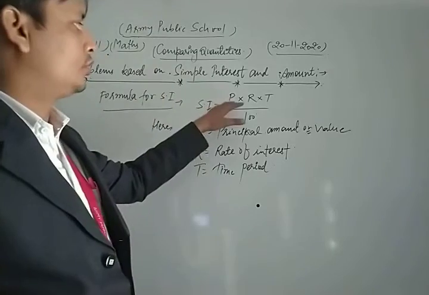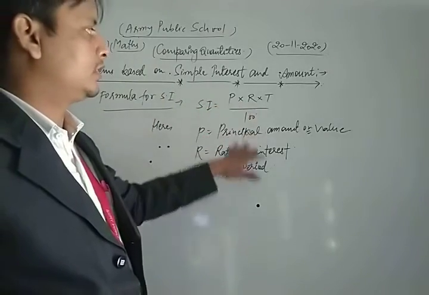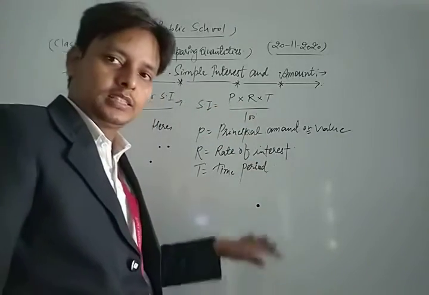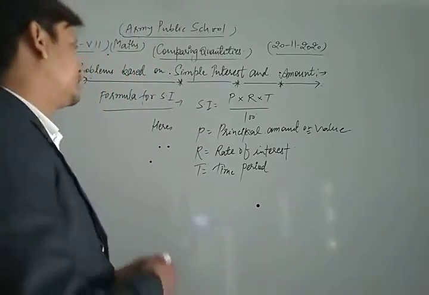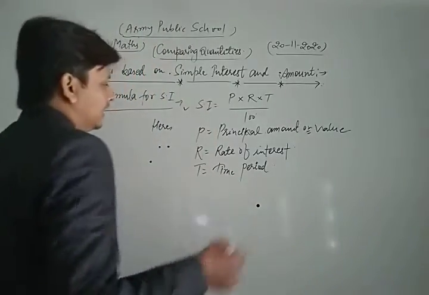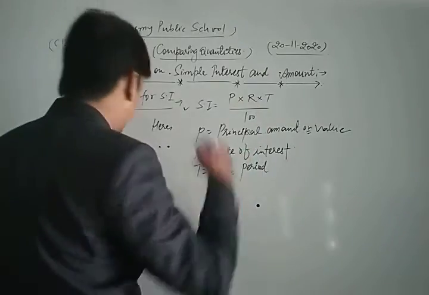Okay, here P is your principal amount or value, R is the rate of interest, T is the time period. Okay, this is a very important formula. And the next formula for that is what?